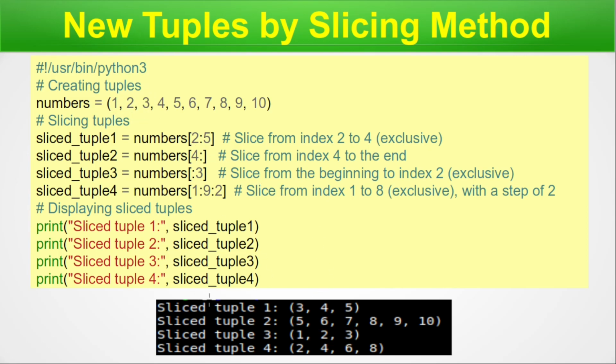And the very interesting slicing is the fourth one, where we start from index 1 and go up to 8, but with a step of 2, which means we are jumping one element. So we are starting from here, jumping, and going up to here, with a step of 2. So we have 2, then 4, then 6, then 8, the even numbers, and we stop at 8 as this is our stopping index. We are done with the slicing method of the tuples.